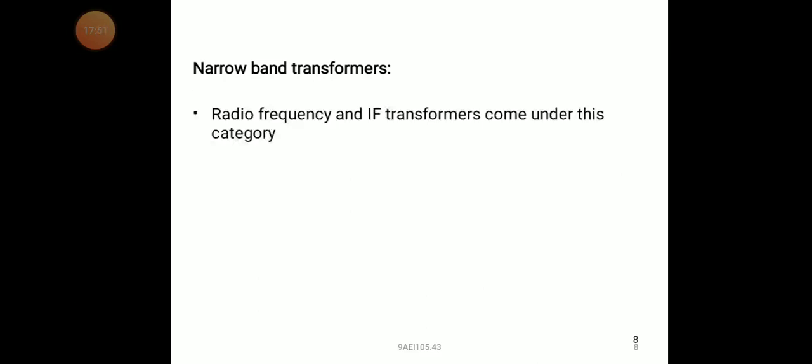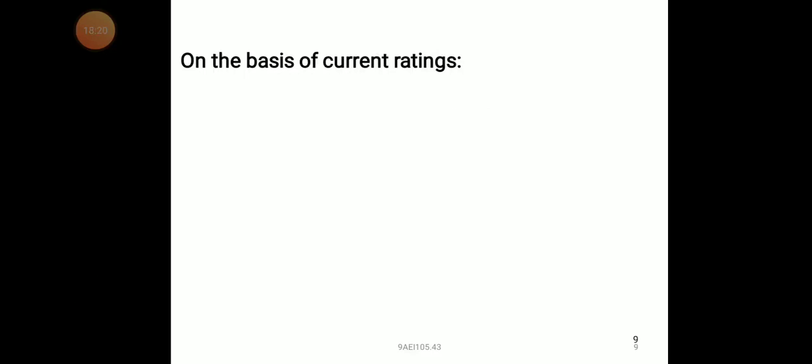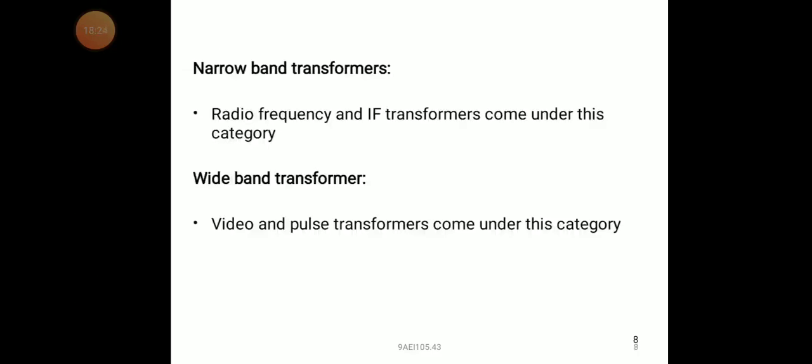Another one is the narrow band transformer. Radio frequency and intermediate frequency transformers come under this category. Narrow band means these transformers are used to transfer the energy of a specific frequency, that is the radio frequency and intermediate frequency. The next one is the wide band transformer. Video and pulse transformers come under this category.